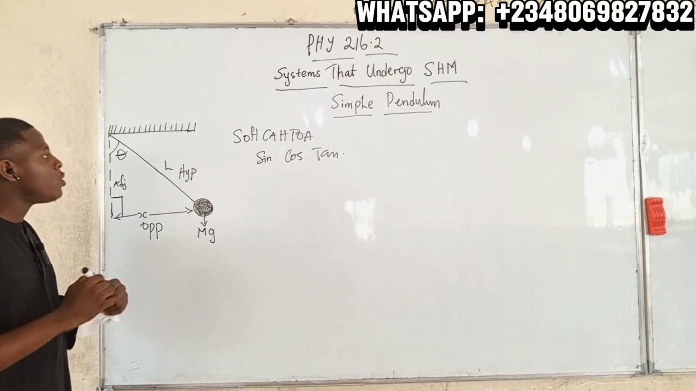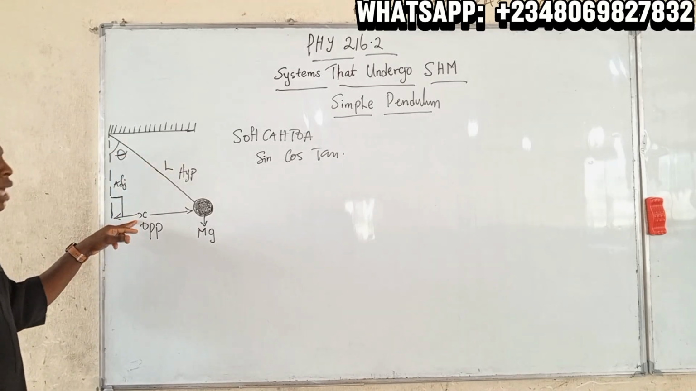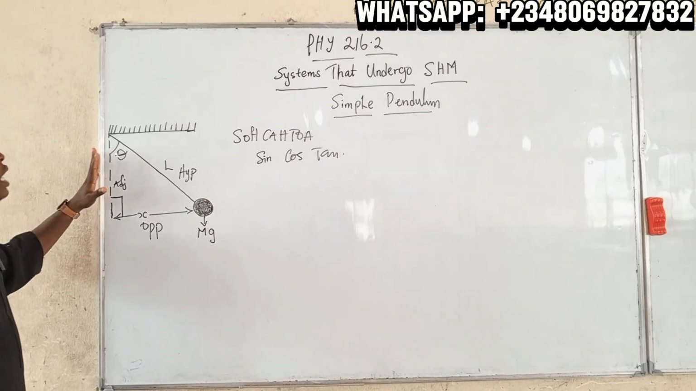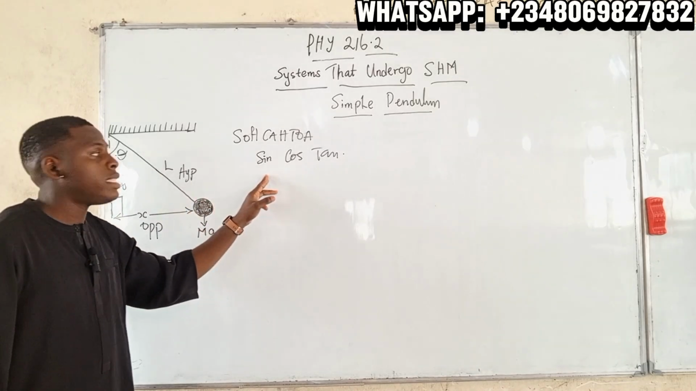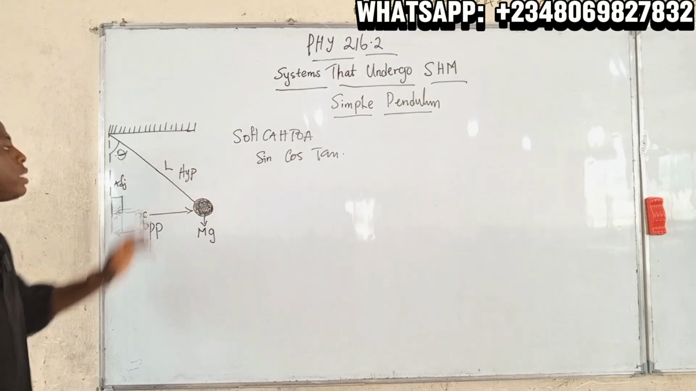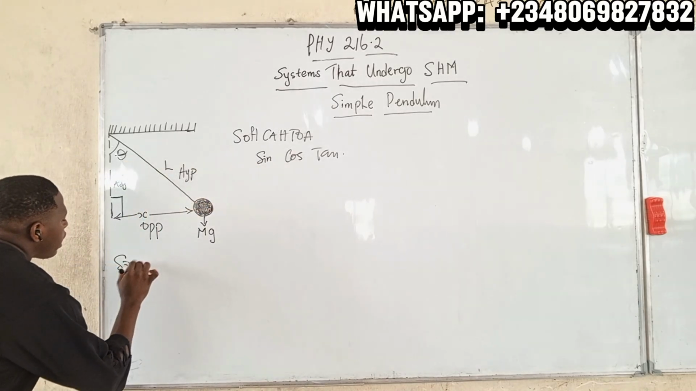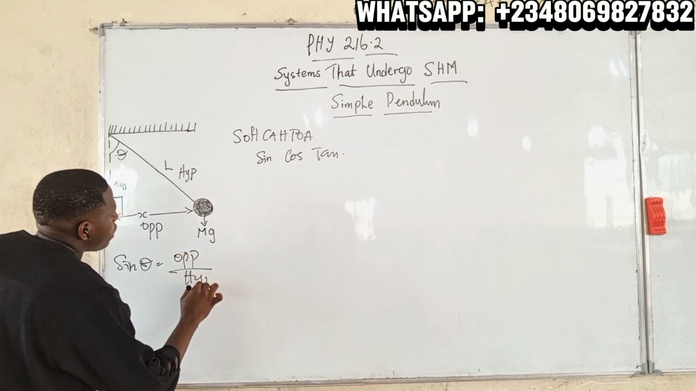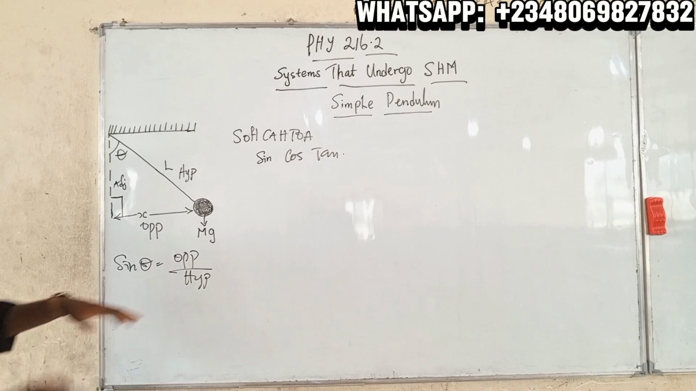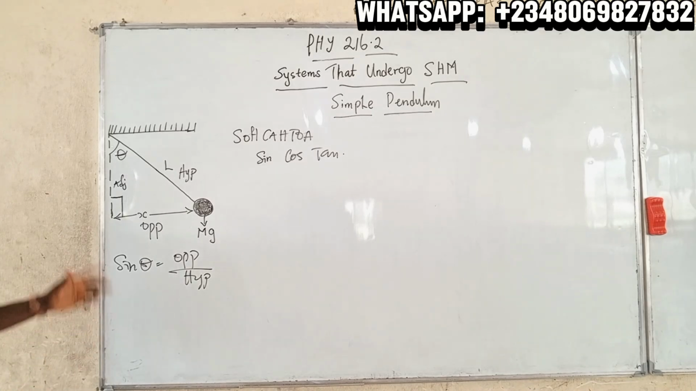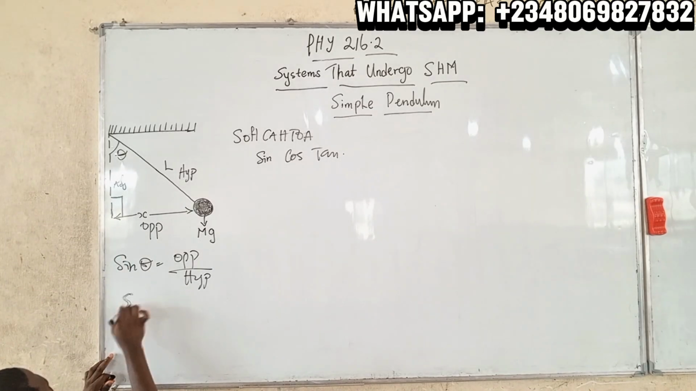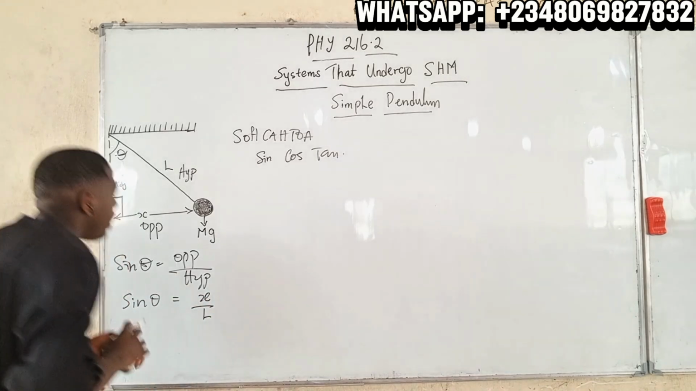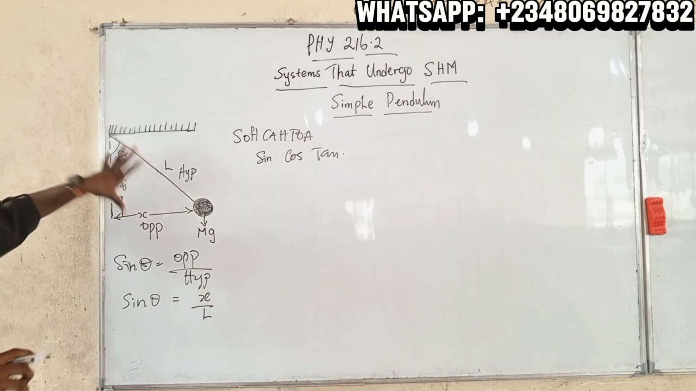Now, the two basic parameters which we are seeing are the length, L, and the displacement, x. So we are basically using sine theta. Your sine theta is opposite divided by your hypotenuse. So basically, sine theta is equal to x over L. Now, this is when we are considering the triangle.